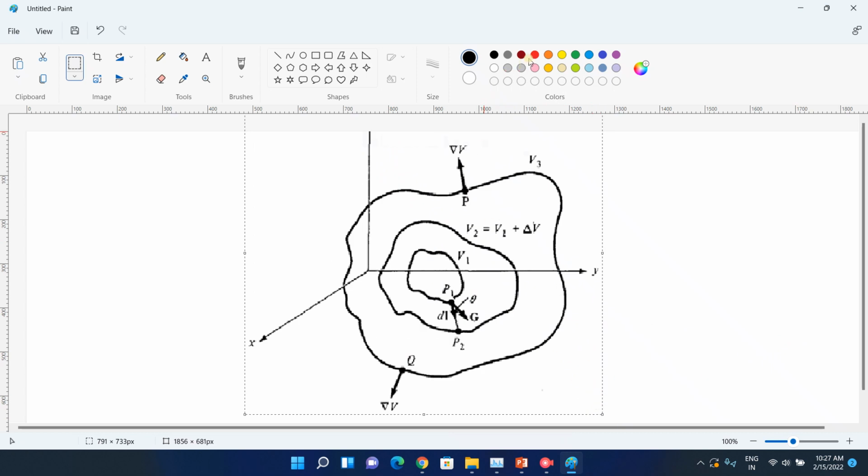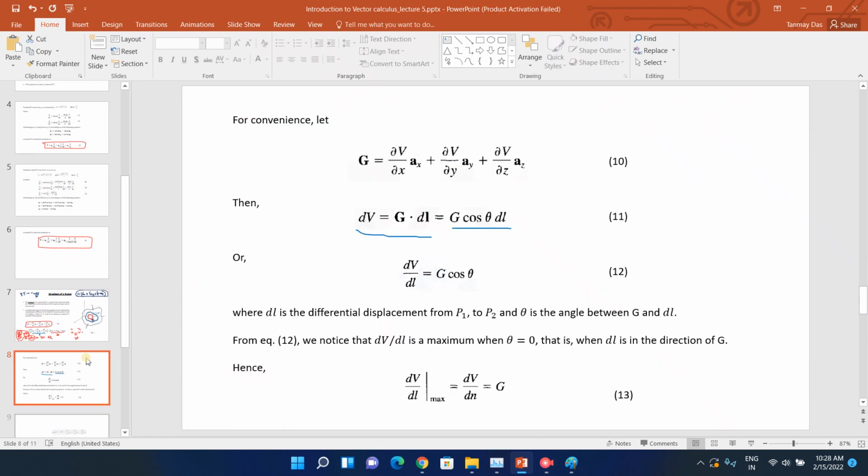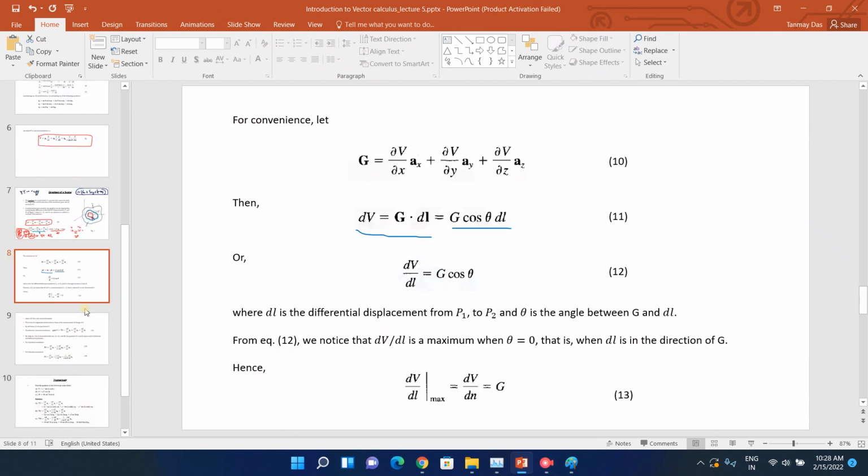If you see this part over here, this is the shortest from P1 to P2, but we don't know the shortest yet. So what we are doing, we are taking one g vector over here. Then we are saying that yes, g is a vector along which we are going to find the del, but suppose dl is the shortest path. So let me explain it this way.